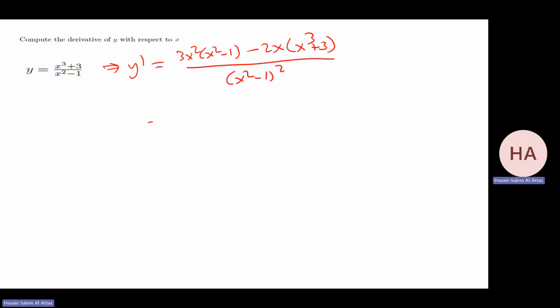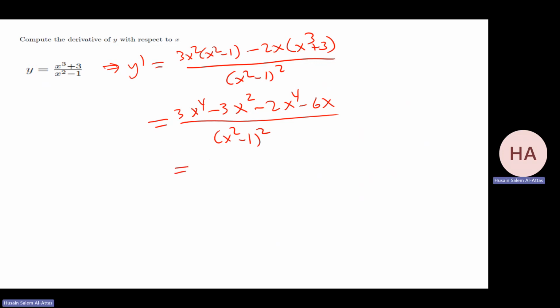Compute the derivative of y with respect to x for this simple function. It's a very easy one. Y prime equals the derivative of the numerator, 3x squared, times the denominator, minus the derivative of the denominator times the numerator, over the denominator squared. Just do the calculation. That will be 3x to the power 4 minus 3x squared minus 2x to the power 4 minus 6x over x minus 1 squared. Simplify: x to the power 4 minus 3x squared minus 6x over x minus 1 squared. Yeah, that's it.